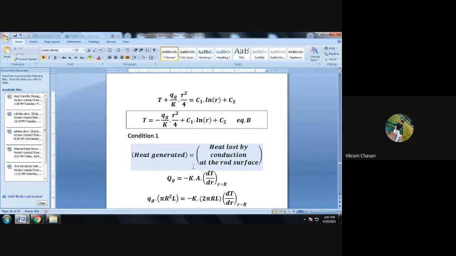So heat lost by conduction at the rod surface will be equal to, according to Fourier's law, minus K multiplied by A multiplied by dt divided by dr when r is equal to capital R. Write down condition 1: heat generated is equal to heat lost by conduction at the rod surface.